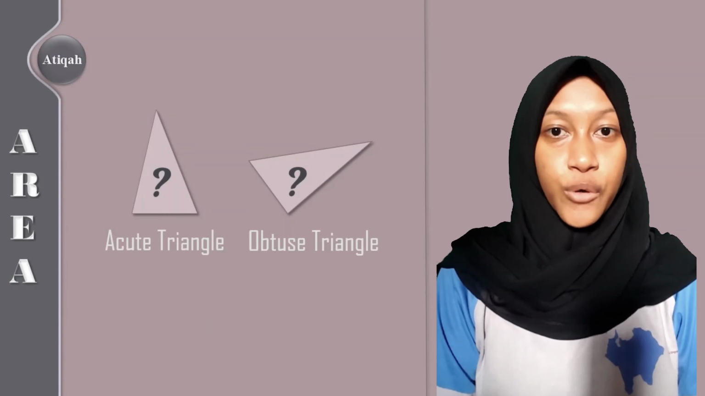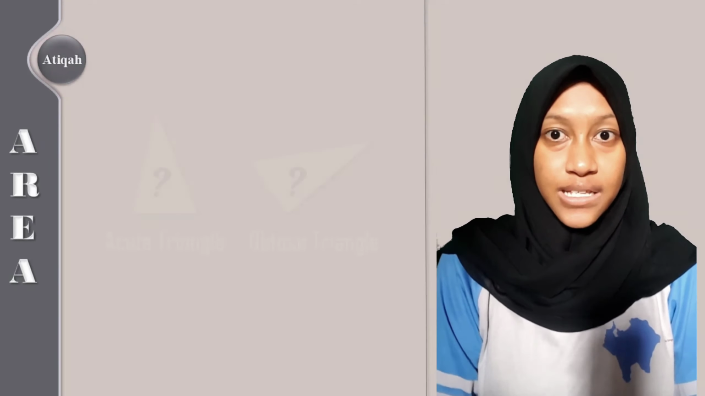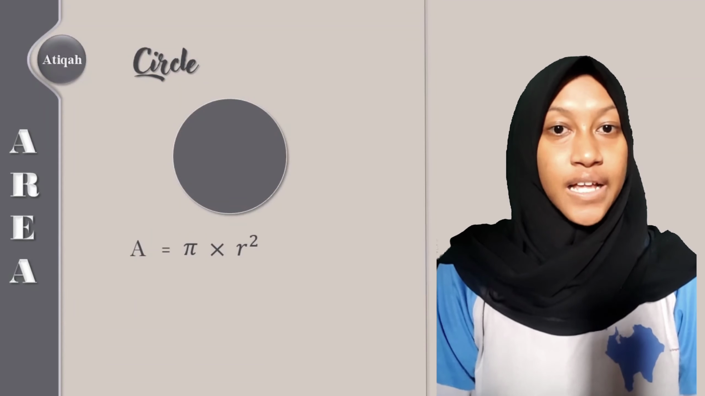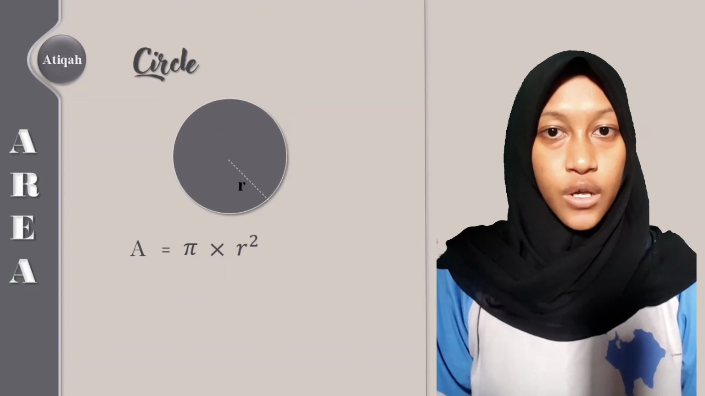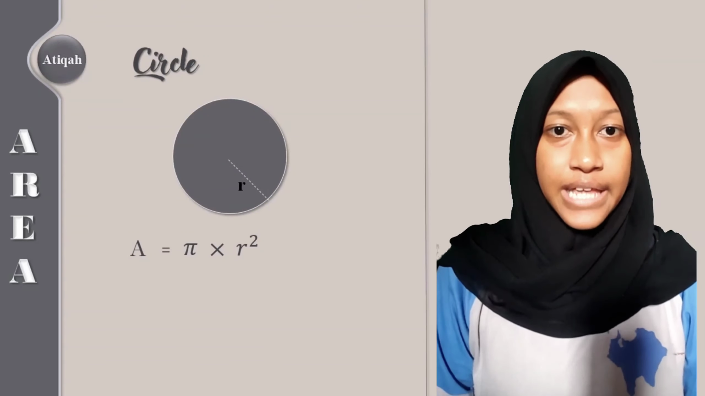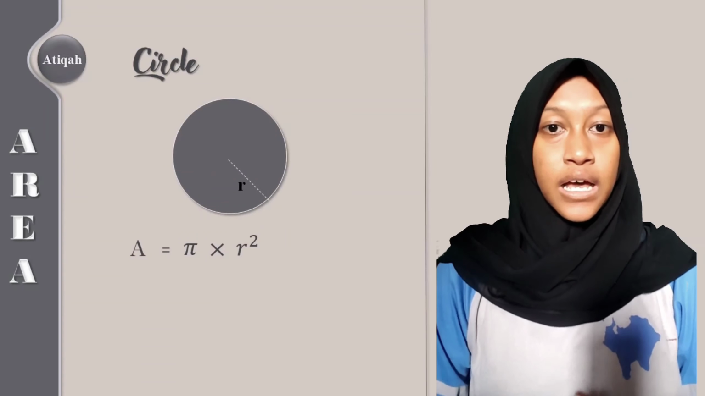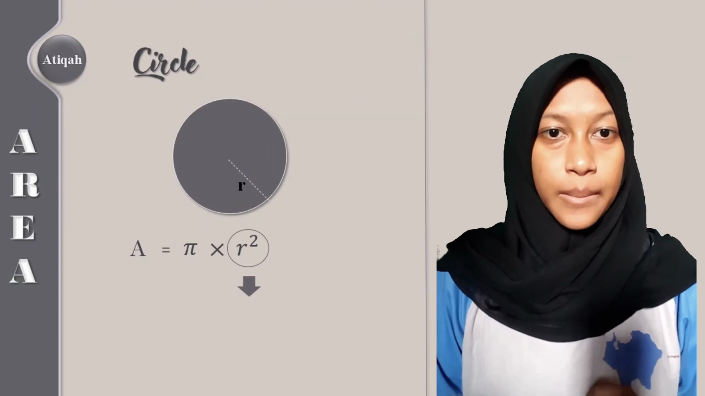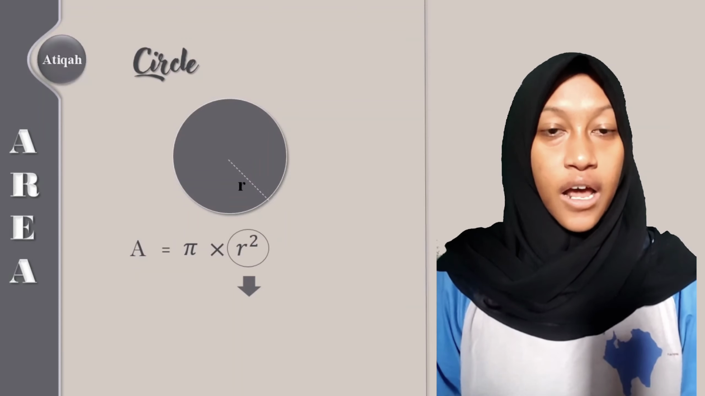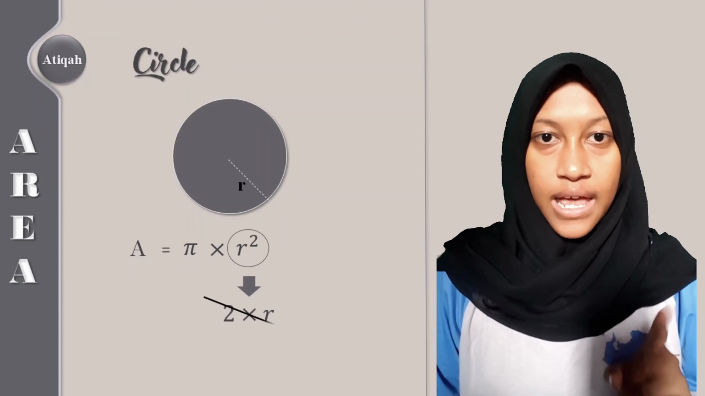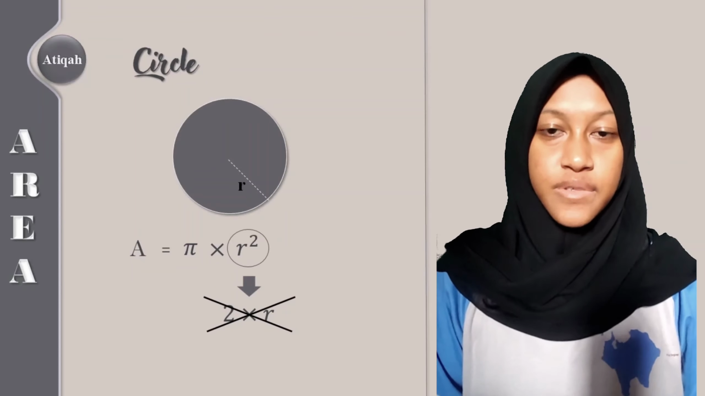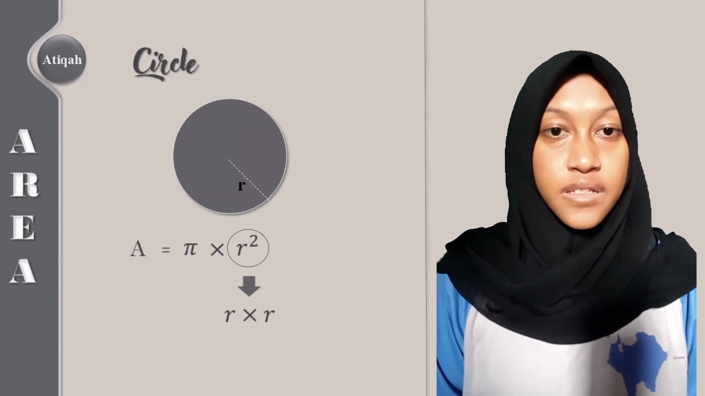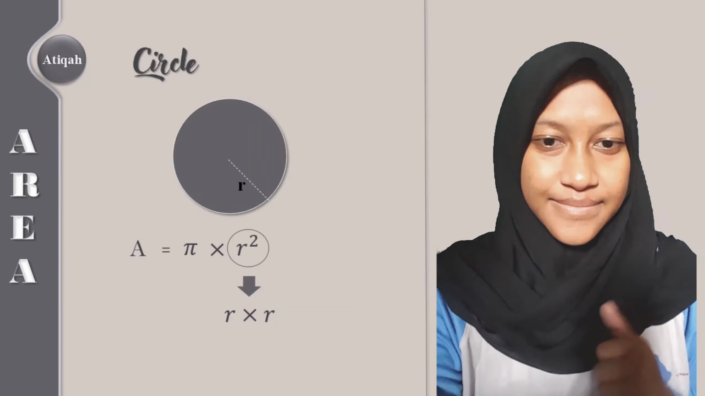And then the formula for finding the area of a circle is area equals pi times radius squared. It tells us that if we know the radius, we just have to square it and then multiply that times pi to get the area. One really important thing to keep in mind is that radius squared is not the same thing as 2 times radius, but it's radius times radius. Those are two different things, okay?